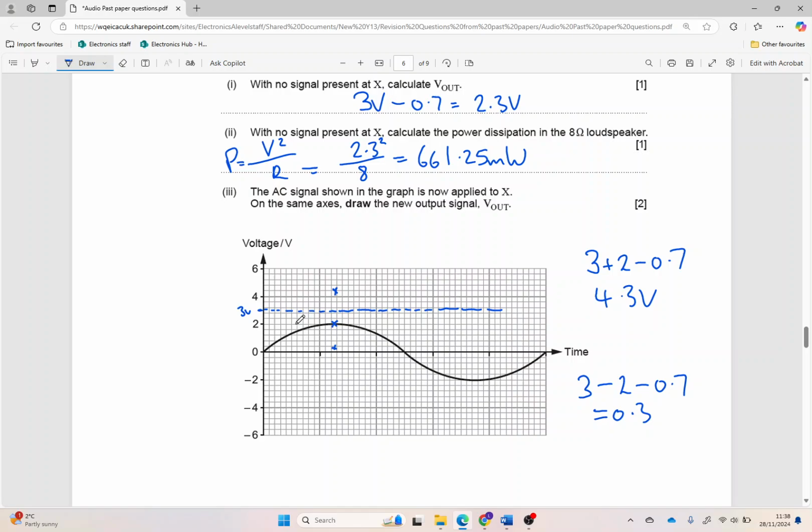Okay, and then the only other thing that I've got to do is my signal has got to get above 0.7 of a volt, so it's going to be approximately here that happens. So I can put another cross in there, approximately there. I can put another cross in there, which now allows me to draw my waveform.